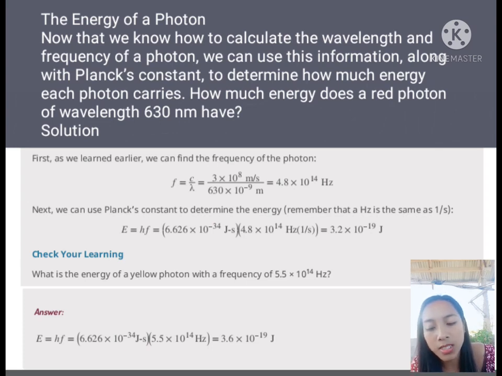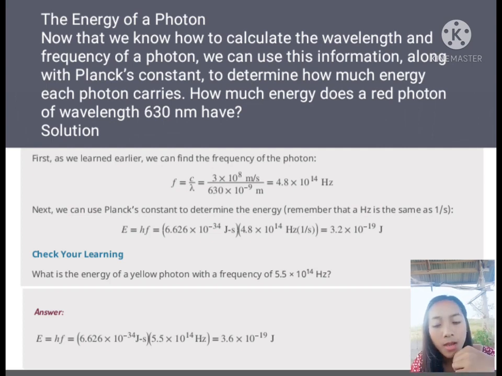Next, we can use Planck's constant to determine the energy. Remember that hertz is the same as 1 per second. So E is equal to hf, which is 6.626 times 10 raised to negative 34 joule-seconds. The h is a constant, right? Times 4.8 times 10 raised to 14, which we found above, hertz, or 1 per second, which is equivalent to 3.2 times 10 raised to negative 19 joules.